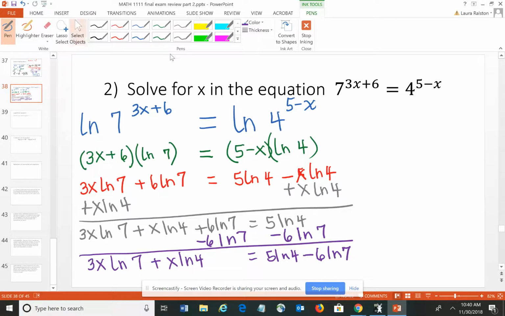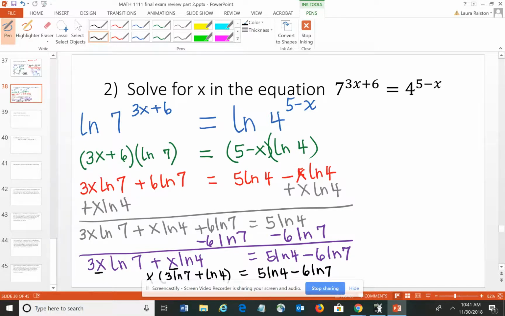And then I notice that on the left side, both pieces have this common factor of x. So I'm going to factor that out. So I have x times (3 natural log 7 plus natural log 4) equals 5 natural log 4 minus 6 natural log 7. So basically, the piece within the parentheses and the piece on the right are going to be just numbers if I plug them into the calculator.